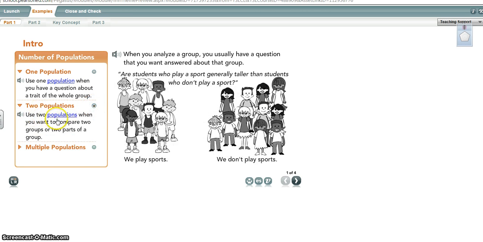You use two populations when you want to compare two groups or two parts of a group. So if you were asking the question, are students who play a sport generally taller than students who don't play a sport, you would have to group your people into people that play sports and people that don't play sports. And then you could compare them and see if the ones that play sports are taller than the ones who don't.